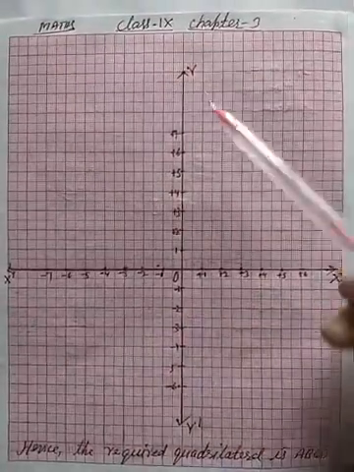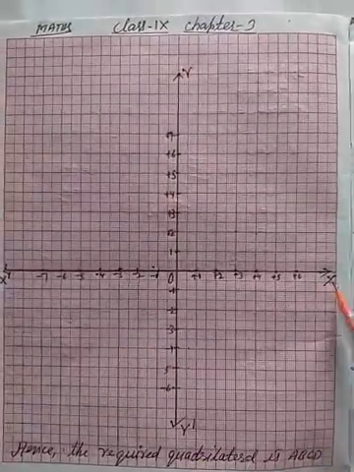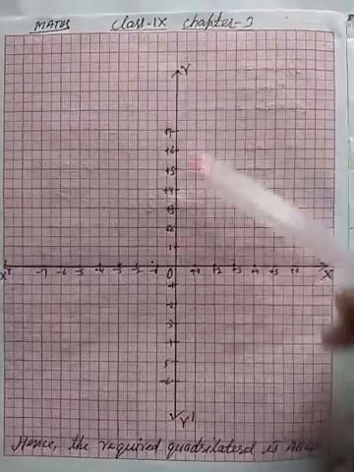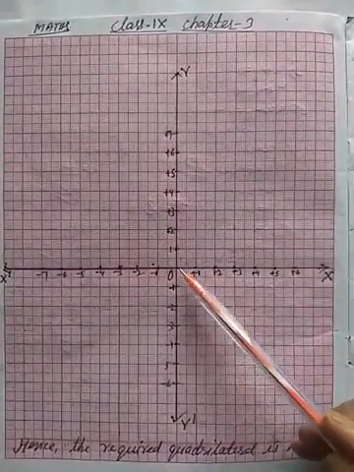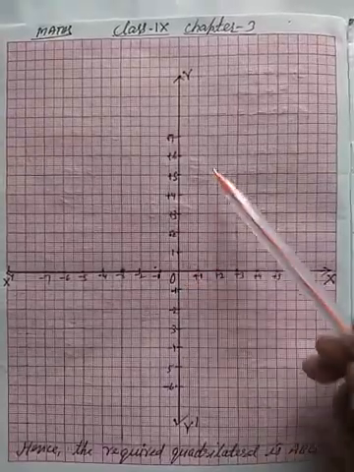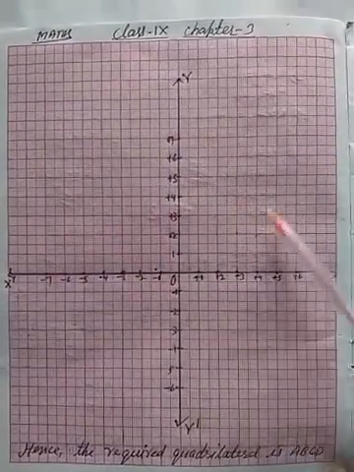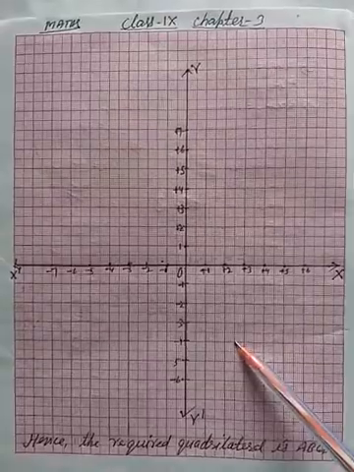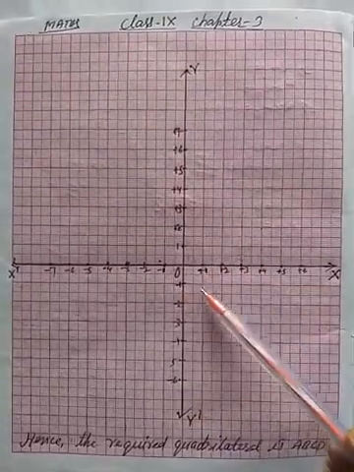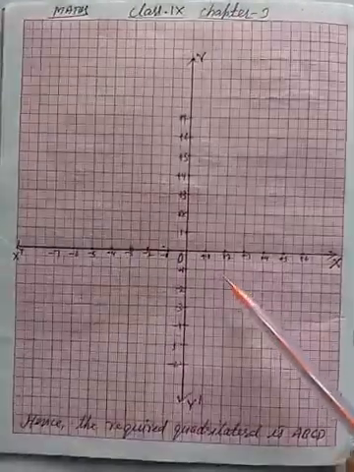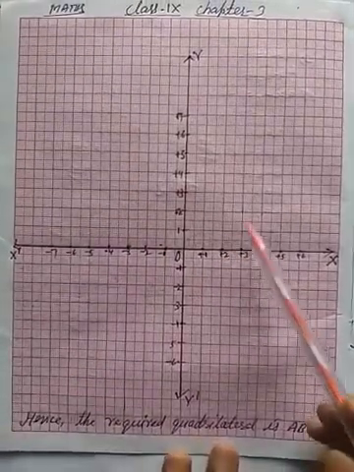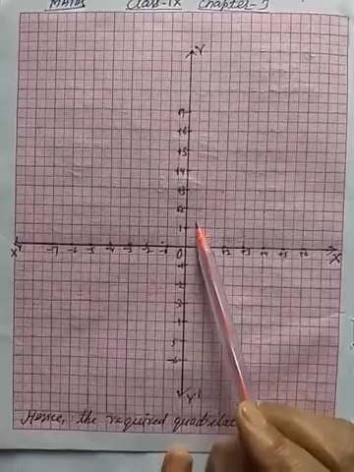So I already drew the x dash and y dash, two perpendicular lines intersecting each other at point O, and both lie on the same plane, and that plane is called the Cartesian plane. So I will locate the points, or plot the points, on the graph paper and you will see. So question number 1, I already told you.